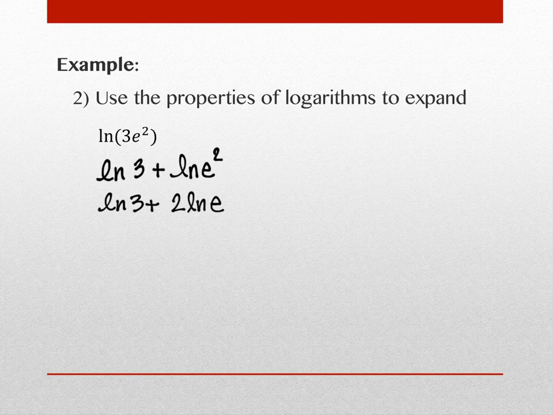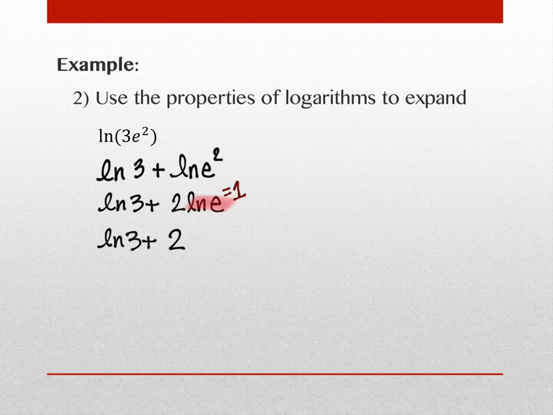What is it? Natural. Yeah, the natural log of e is 1. That's the property we just looked back at, number 2 property. So the natural log of 3 plus this piece right here is equal to 1. So this is the natural log of 3 plus 2. It's perfectly fine to write it that way.